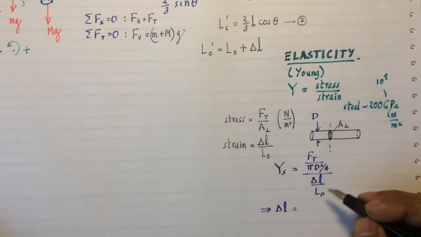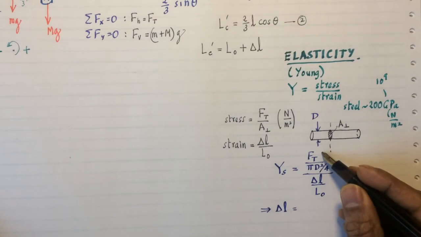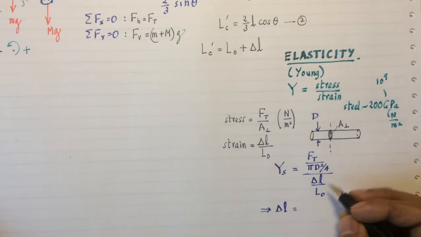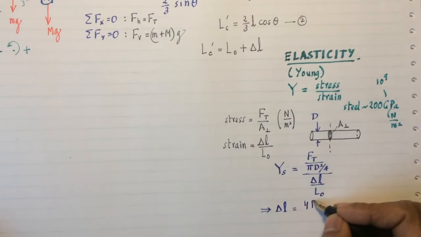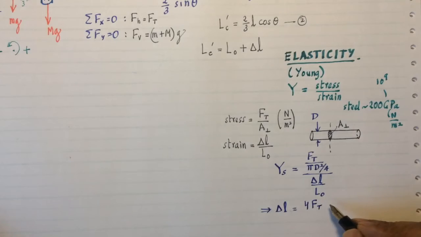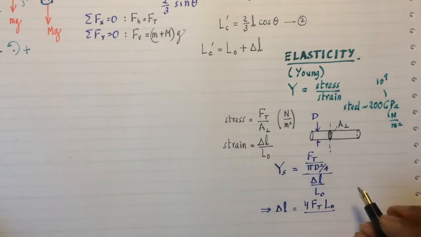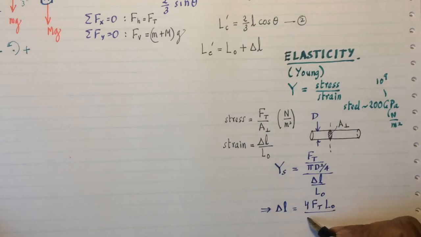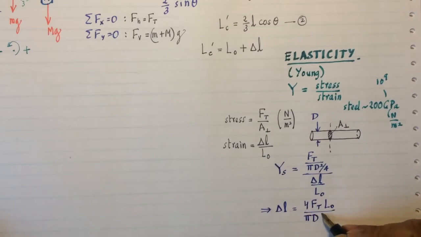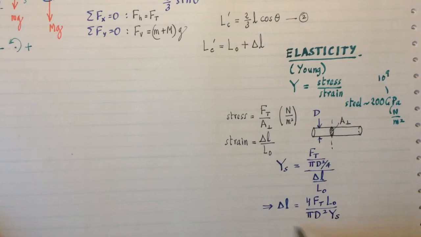Delta L. So this L naught comes upstairs, and then everything else is down. Of course 4 also goes up. So this is going to be 4 f t L naught over, and when I take delta L over here, I'll bring the Y down here. So that's pi d squared times Y. So that's our expression for the change in length of the cable. Let's actually go about evaluating that change in length.